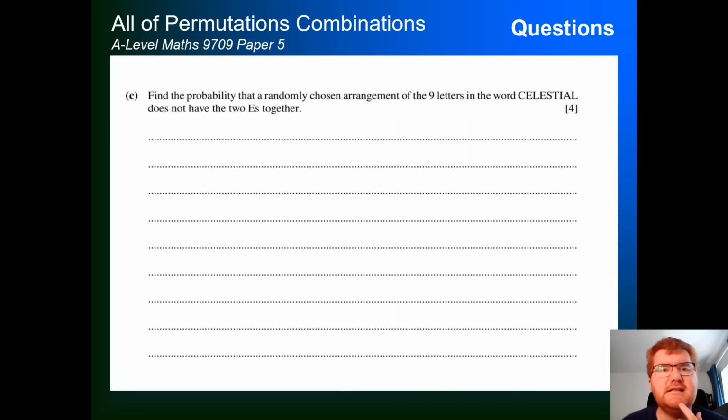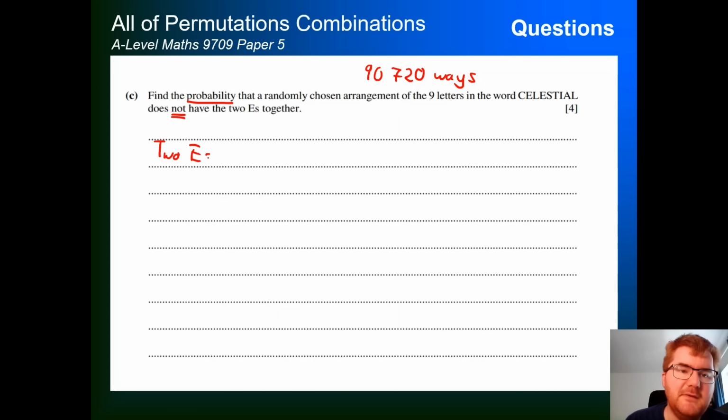Now this question is slightly different to previous questions. Notice we're looking for a probability, which is important, and a randomly chosen arrangement of the 9 letters in the word celestial does not have the 2 E's together. Now we know for any arrangement here, there are 90,720 ways. And again, the way that we approach this is we work out the 2 E's together. So I'm ignoring the not for the time being.